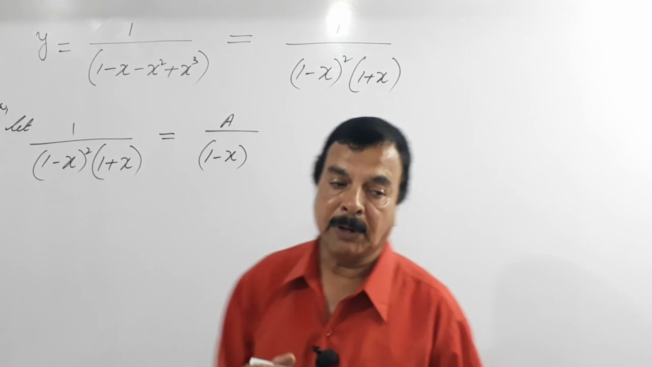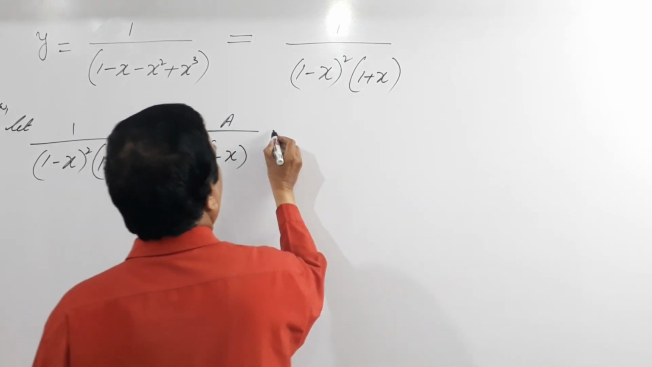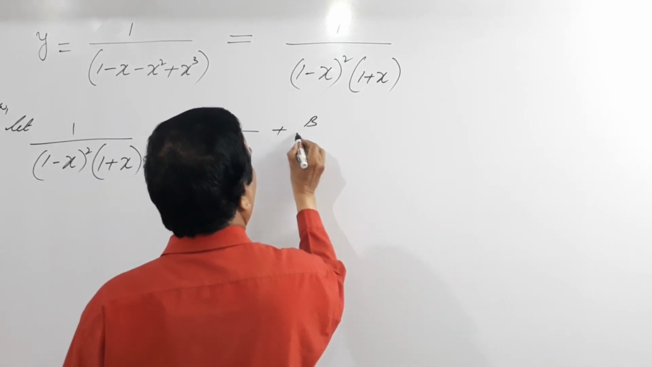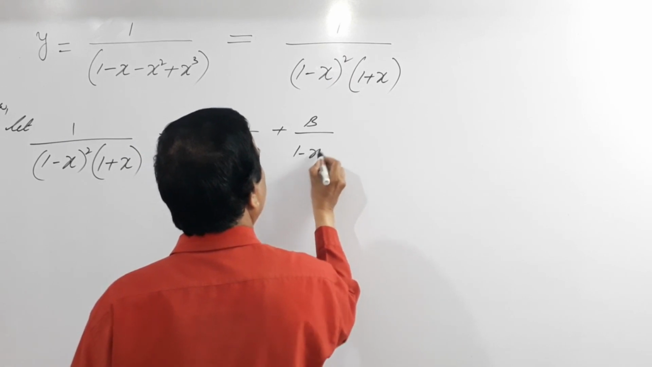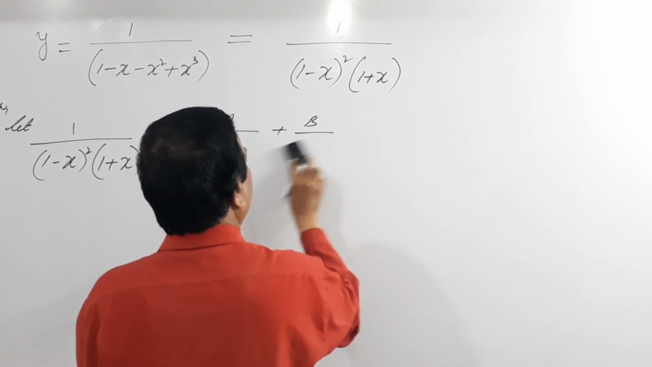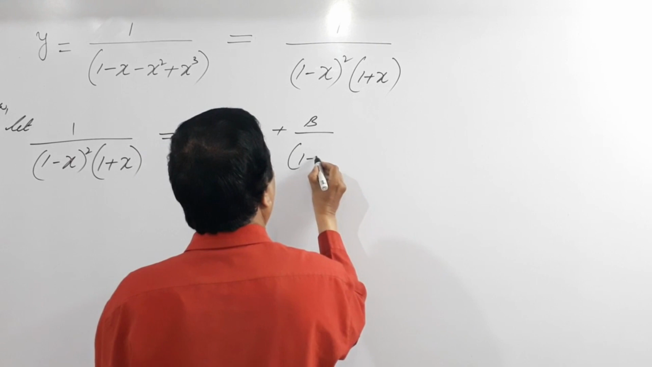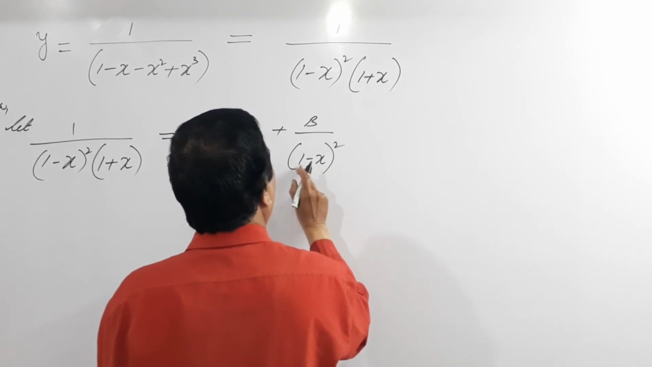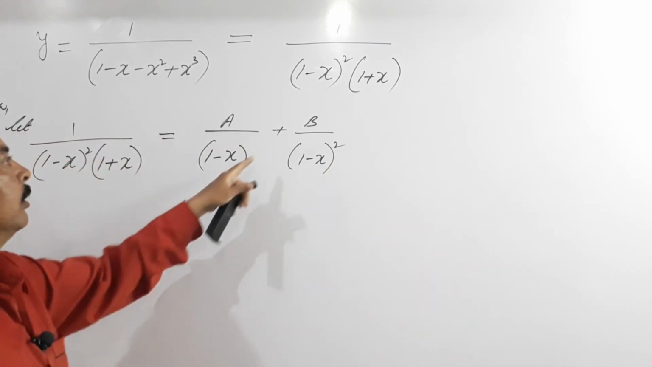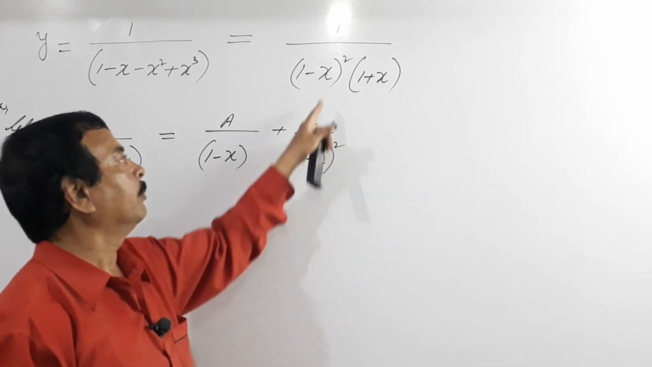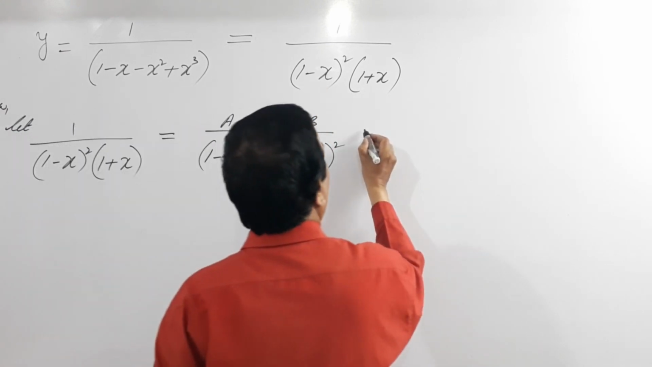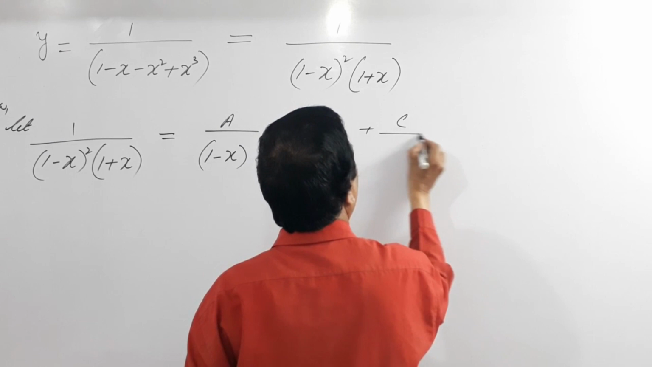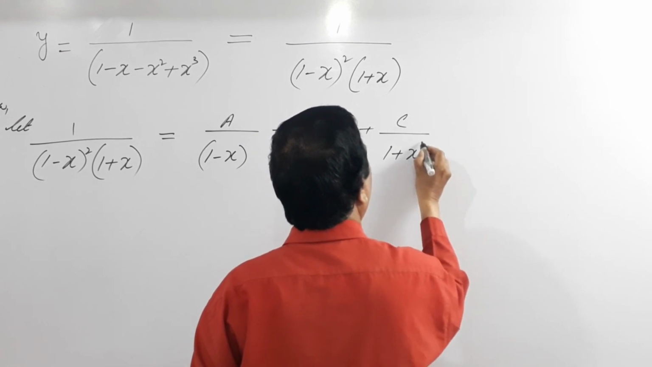Okay, then plus b by 1 minus x the whole square, that is, 1 minus x, 1 minus x square, plus c by 1 plus x.